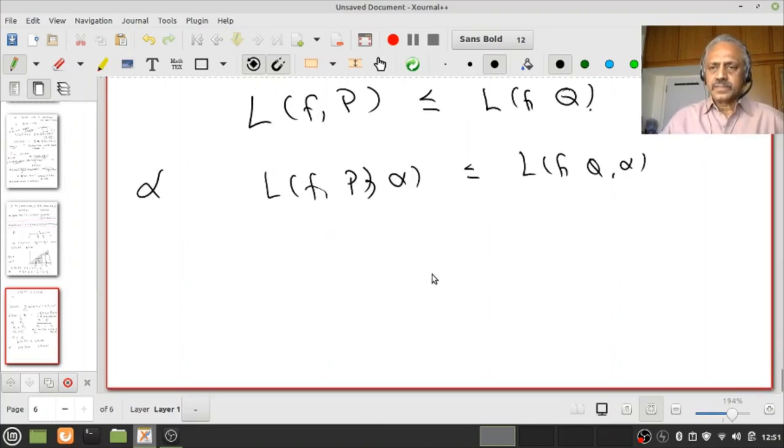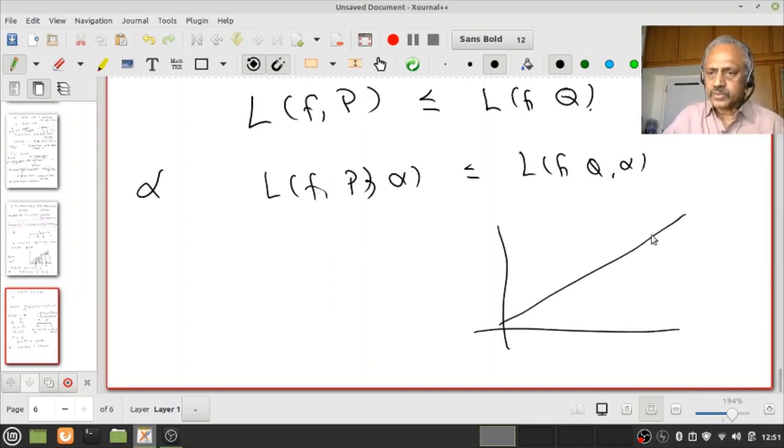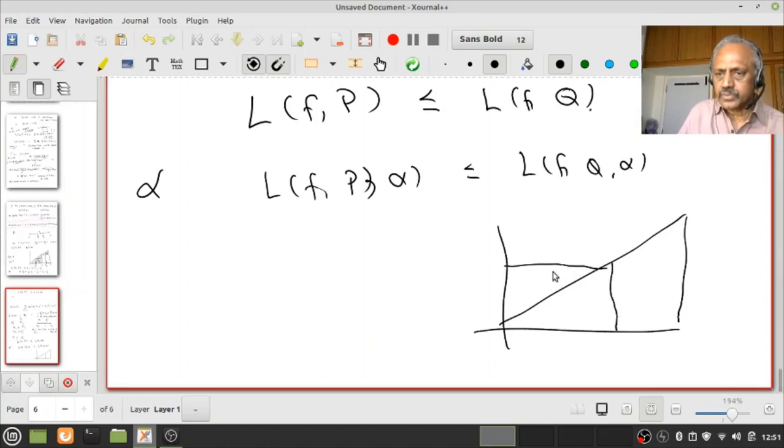Okay. Next, now the same thing, let us look at the upper sum. Now the upper sum, it will tell me half. So you are taking too much extra area, and again you are taking too much extra area here. The picture is not good, but anyway, you understand this?